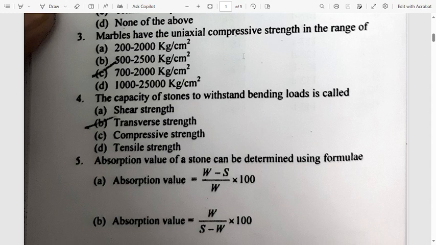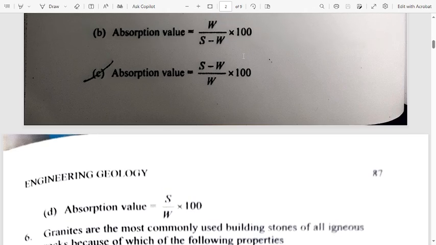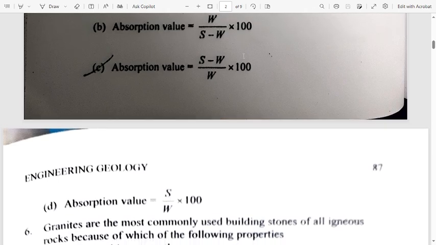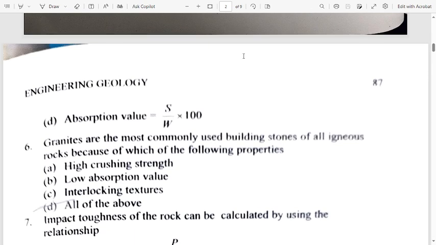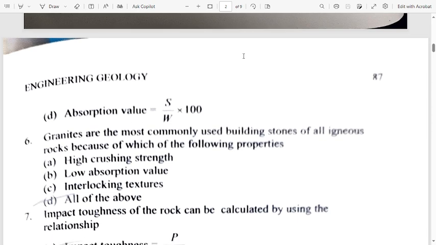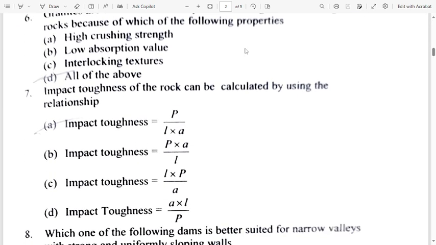The capacity of stones to withstand bending loads is called transverse strength. Absorption value of a stone can be determined using a formula: absorption value = (S - W) / W × 100. Granites are the most commonly used building stones of all igneous rocks because of which of the following properties: high crushing strength, low absorption value, interlocking textures.